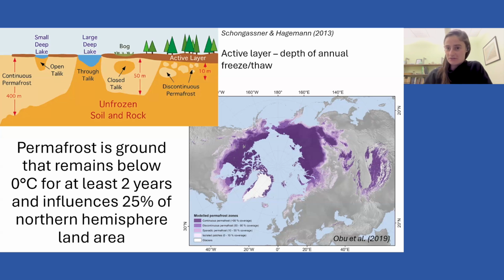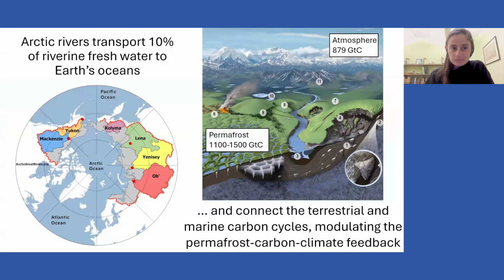So that's what I've been focusing on, is how rivers influence permafrost. And in general, the Arctic has some really, really large river systems. So collectively, all of the rivers that flow through permafrost regions transport about 10% of fresh water to Earth's oceans. And on the left, you can see a top-down view of the major watersheds. In North America, we have the Yukon and Mackenzie, and then there's a lot of large rivers in Siberia as well.